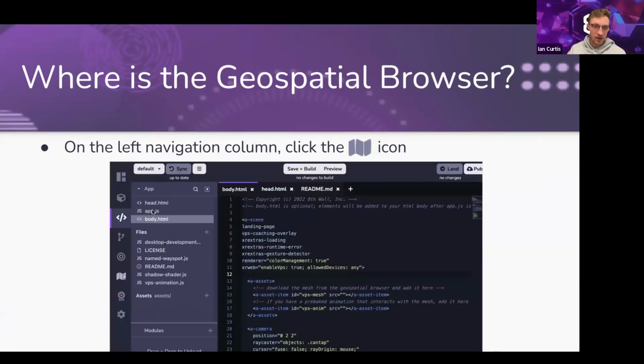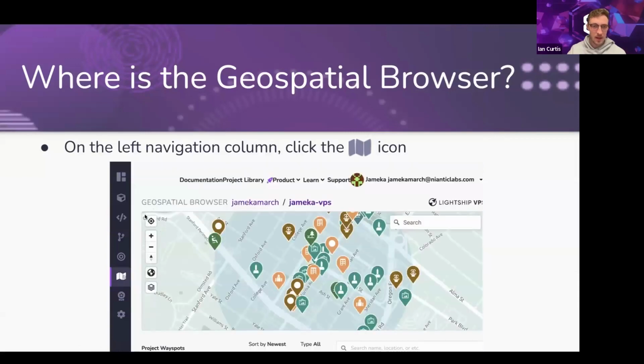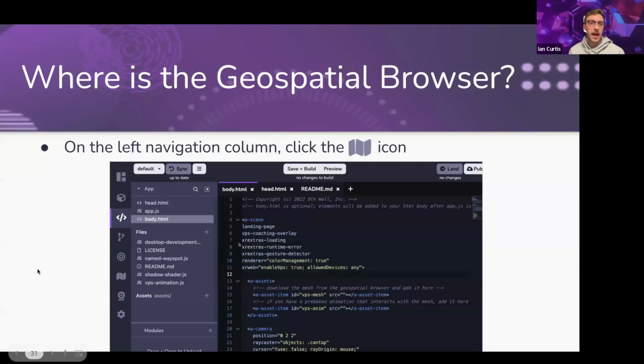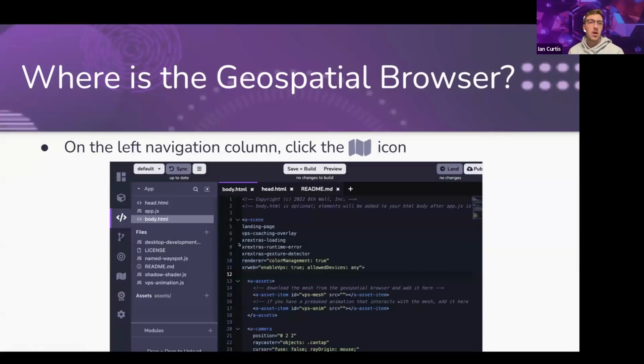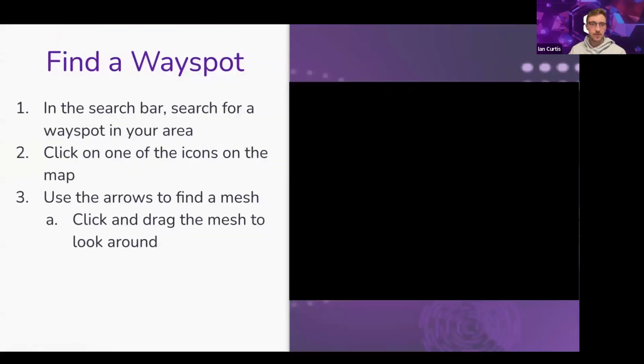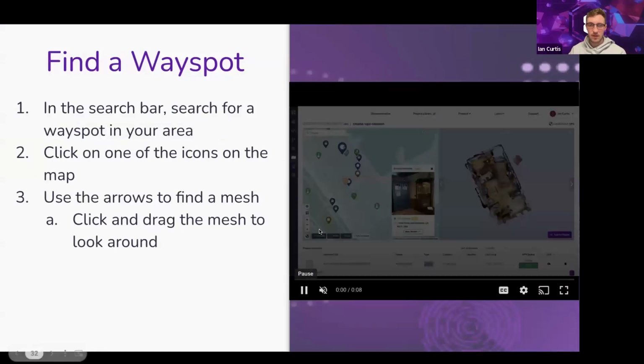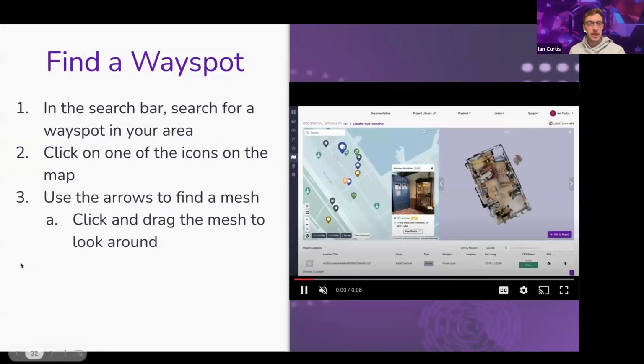central icon here on the top left that pops up, this will take you to your current location, or you can use the search tab to search an address near you. And then we'd suggest picking a wayspot that's around you. And then these icons are going to show parks or statues around your area.